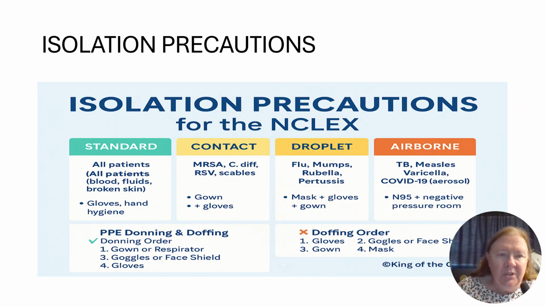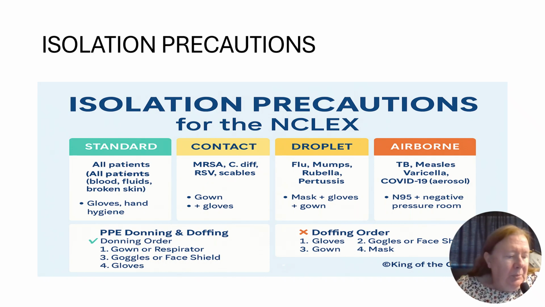For standard precaution, patients who are under standard precaution are all patients. And the nurse or healthcare provider for standard precaution would wear gloves and perform hand hygiene. Next is contact precaution. Contact precaution should be used for MRSA, C. diff, RSV, and scabies. And the healthcare provider would wear a gown and gloves.